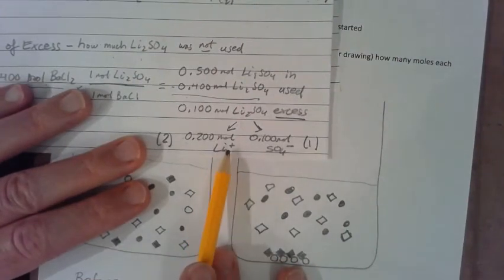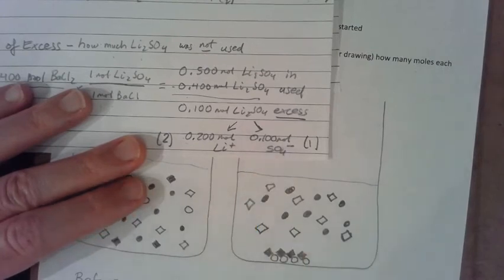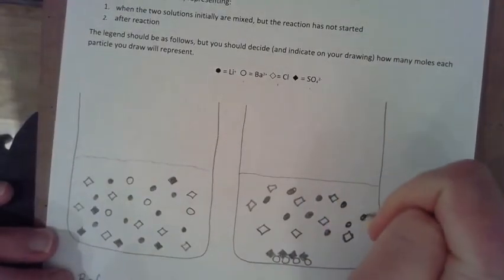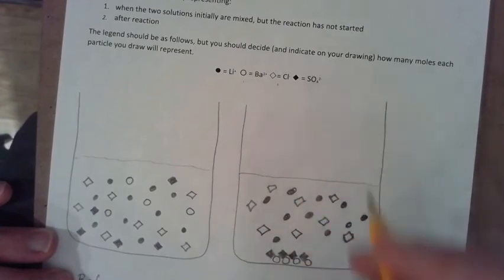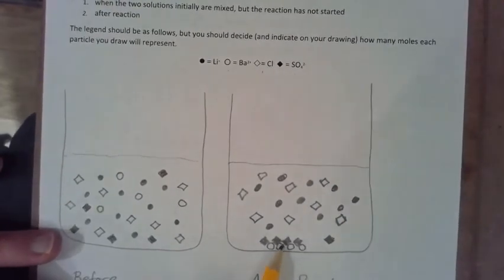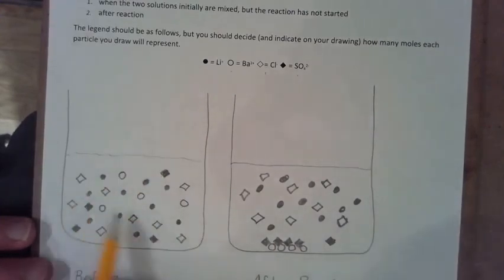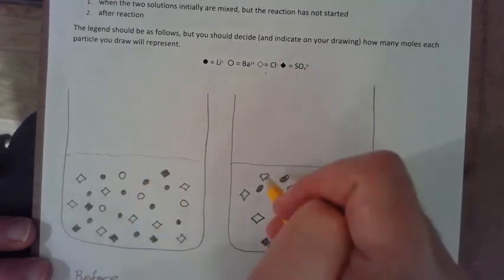And we had 2 more lithiums and 1 sulfate that did not form product. It just stayed in solution. So we're going to have 2 more lithium ions and 1 sulfate ion. This was excess. And these never left solution. Okay? So you've got your sulfate that formed a precipitate and some sulfate that stayed in solution. So if you counted up the dots and the circles and the hollow diamonds and the full diamonds, it should match what's over here.